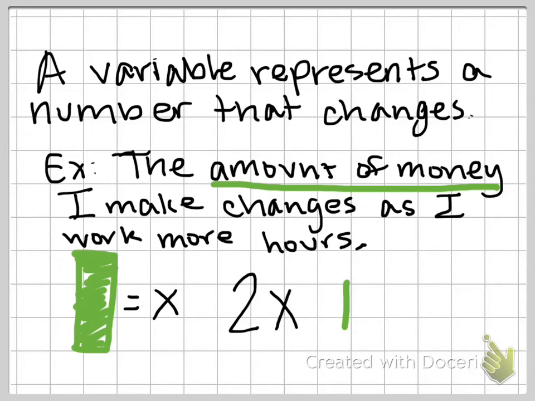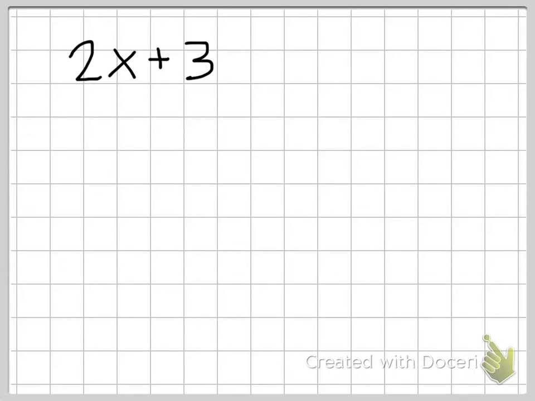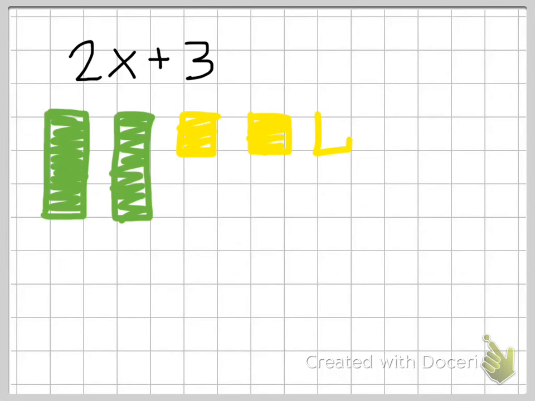Now if I work 2 hours, it would look like 2x, and you would have 2 rectangles, and each rectangle is worth 1x. Do not get this confused with exponents, okay? This is x plus x, and x squared is x times x. So don't get those too confused. A lot of us do that. If I have 2x plus 3, I would draw it out like this. Notice the x's are totally different from the yellow ones. They're not in the same world, okay?